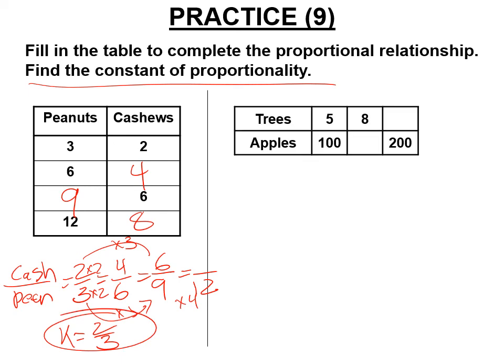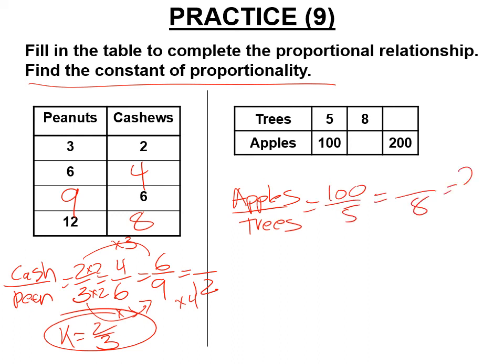All right, so we're going to do apples to trees, okay? So it's going to be 100. We're going to flip these over always. For blank over 8 equals 200 over blank. Well, 100 times 2 is 200, so 5 times 2 is 10. So this goes with 10. So 5, 8, 10 is not a pattern, so this doesn't have a pattern in it.